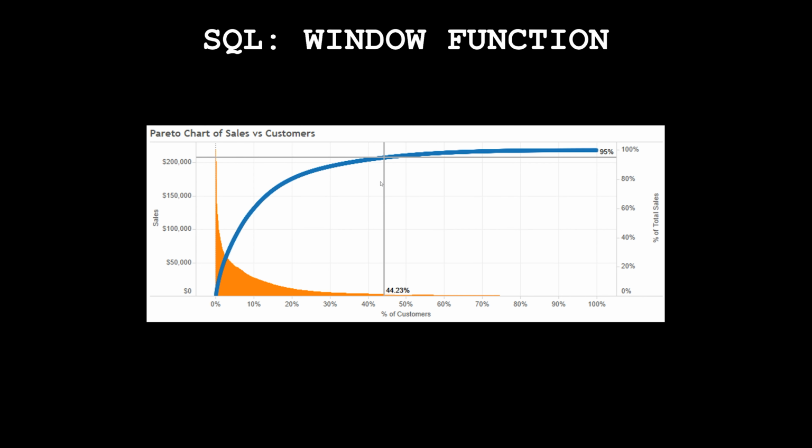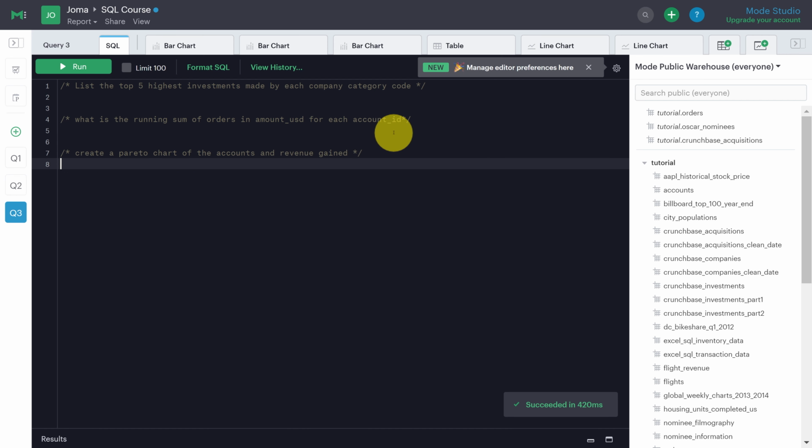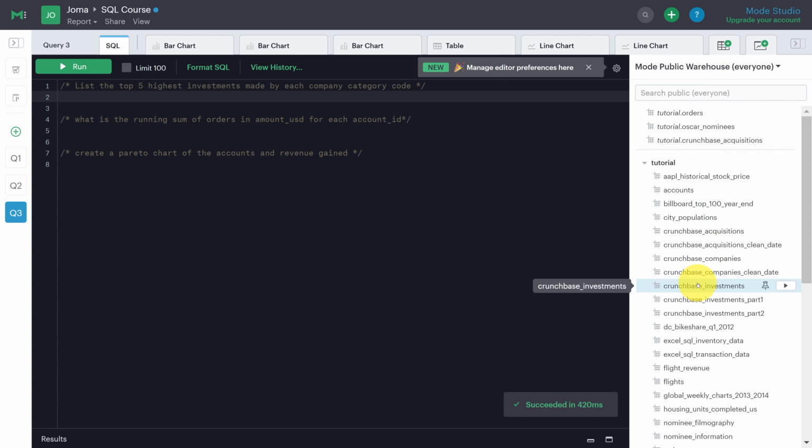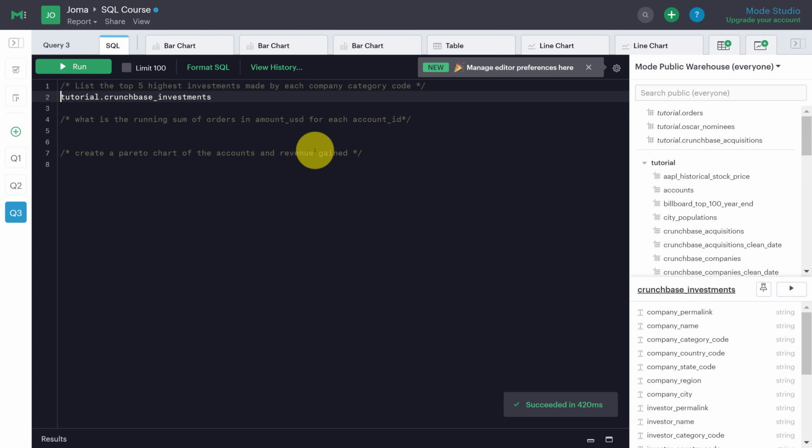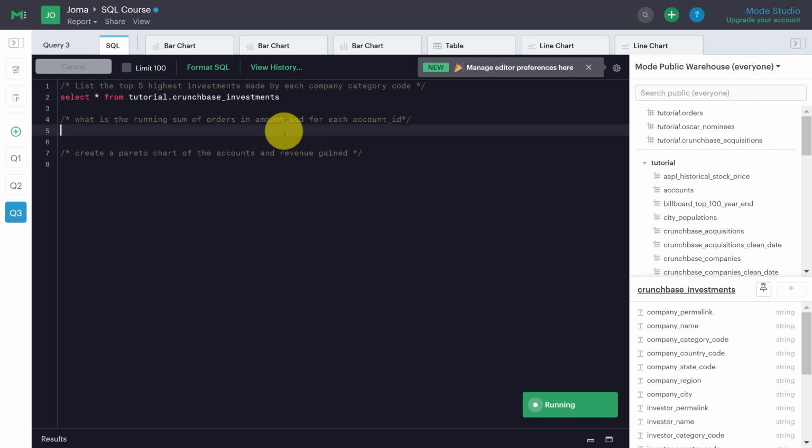So let's hop on Mode to play with the window function. All right, so we have 3 questions that we can work on. List the top 5 highest investments made by each company category code. The table that we care about is this one, Crunchbase investments. Let's do a refresher and see what the table looks like.